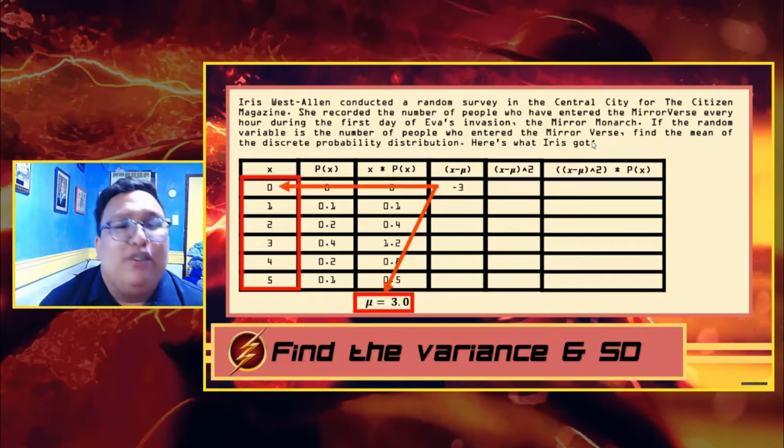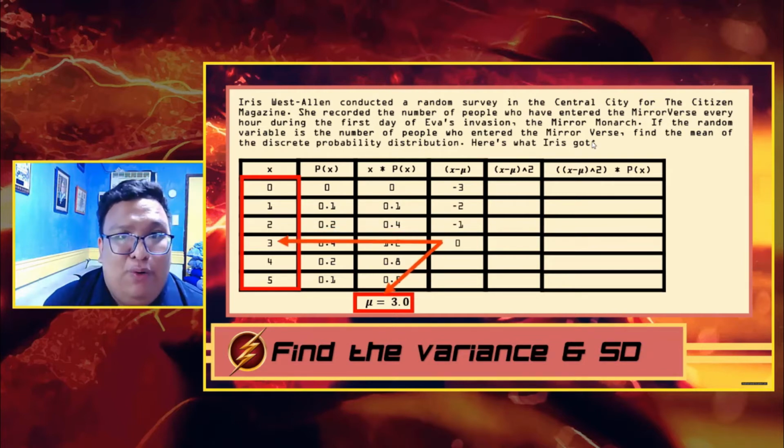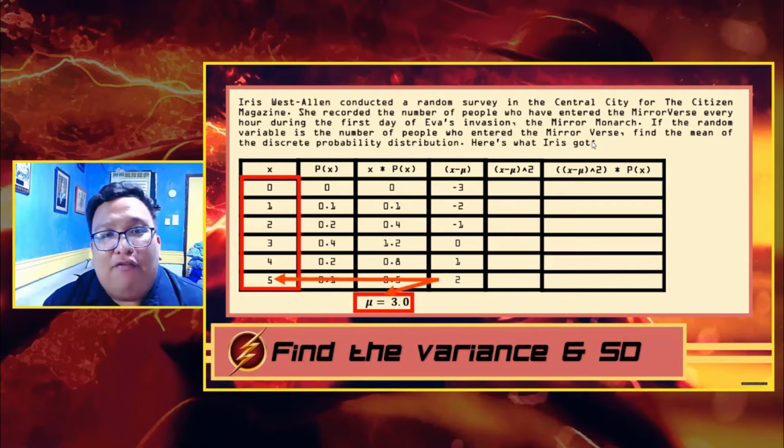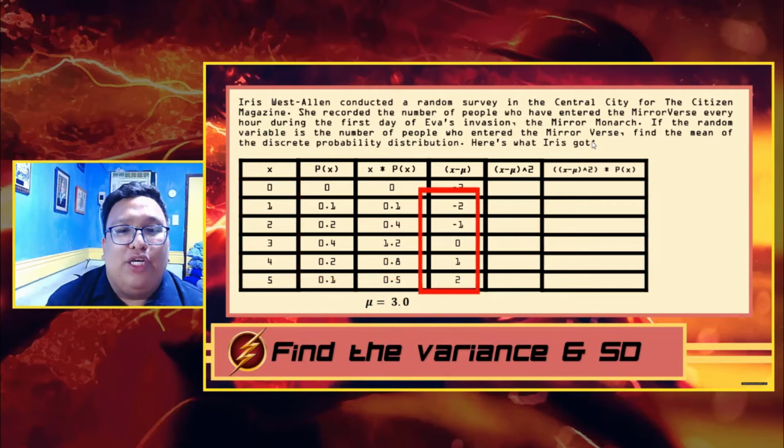So 0 minus 3, that is negative 3. And then 1 minus 3, that is negative 2. And then 2 minus 3, that is negative 1. And then 3 minus 3 is 0. Then we have 4 minus 3 is 1. And then 5 minus 3 is 2. And then after we do that, we're going to proceed to our next one.